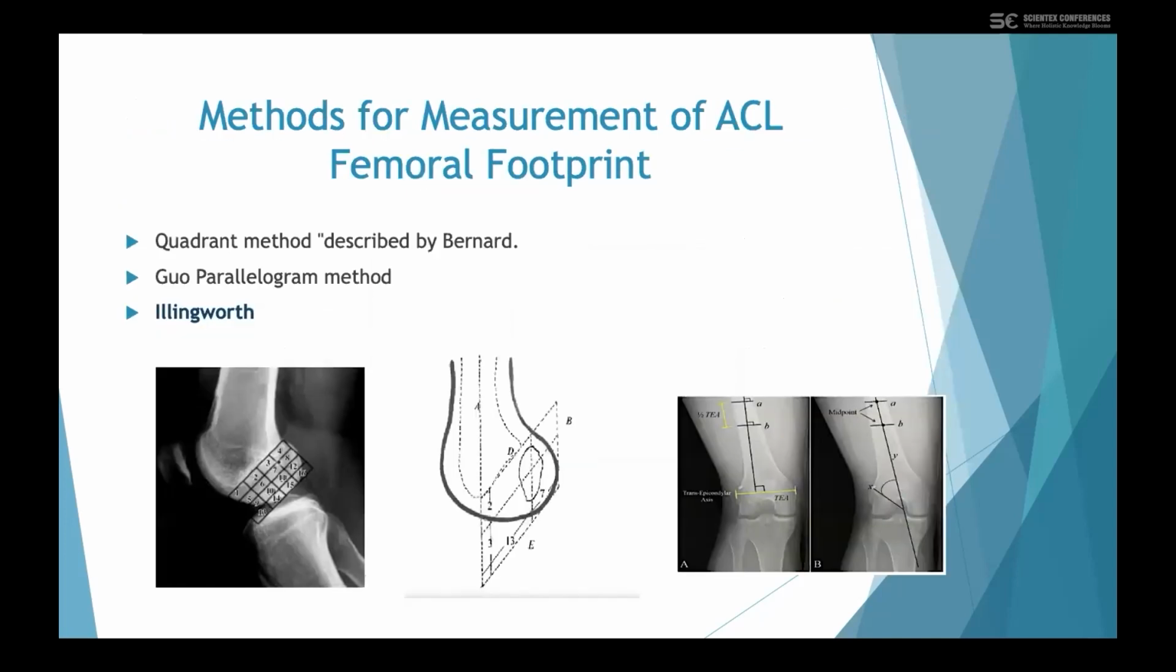Okay, we have many methods to measure the ACL femoral footprint. The first method was described by Bernard, a quadrant method, where at 30 degrees of flexion of the knee they place a quadrant with numbers. Then we have the Google parallelogram method and the Illingworth. For this work, we will use the Illingworth measurements for the femoral footprint.